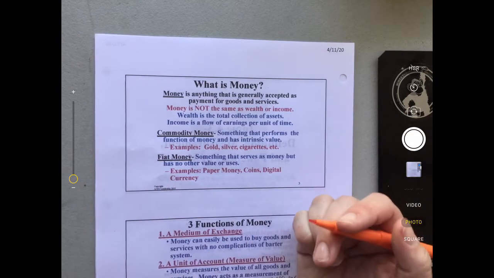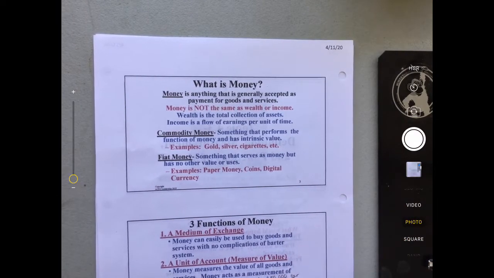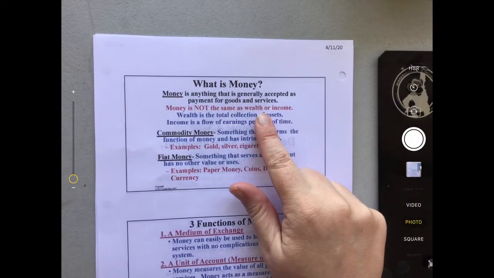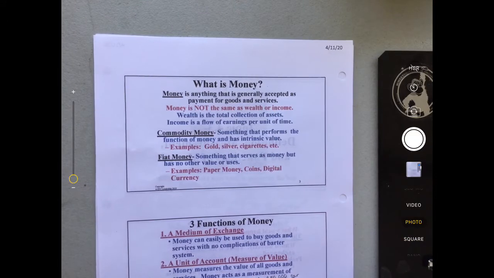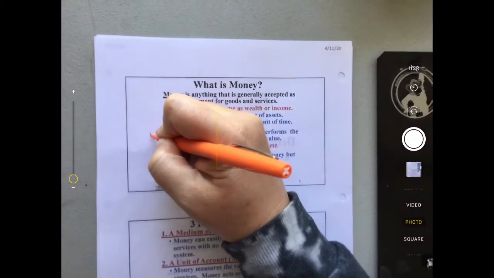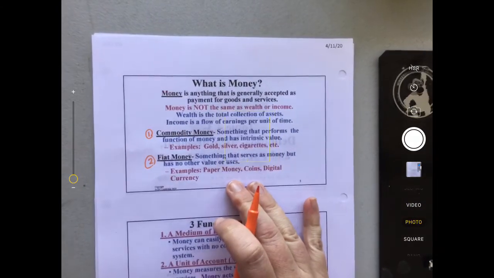So money is what I can go and take to the store today and purchase something. Well, maybe I am wealthy because I have a lot of assets such as real estate. Well, I can't take that real estate to the store to go and buy goods and services. And now we have 2 types of money. We have commodity money and fiat money.